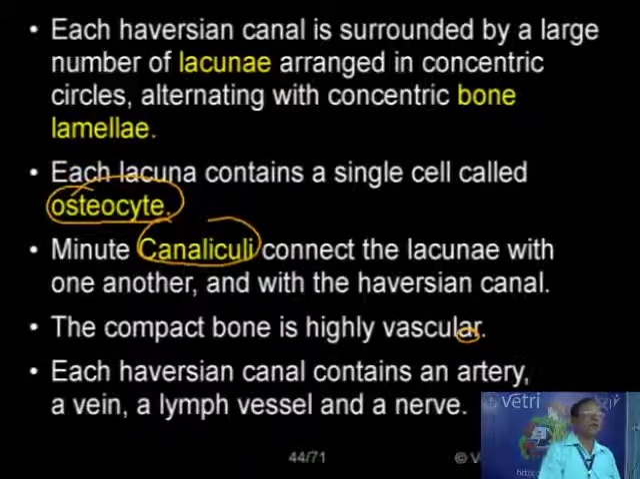The canaliculi not only connect the lacunae of the adjacent concentric circles, but also connect with the Haversian canal. We'll see the picture later. Normally the compact bone is highly vascular. That's why we have the Haversian canal. Each Haversian canal, as I mentioned earlier, has a blood vessel, an artery, a vein, a lymphatic vessel, and also a nerve to supply branches to the bone tissue.